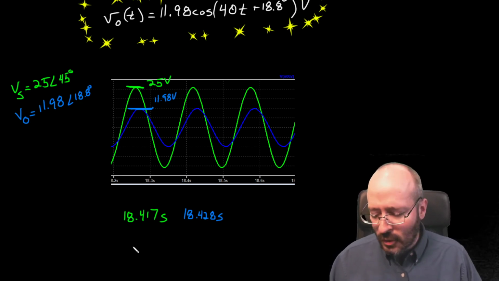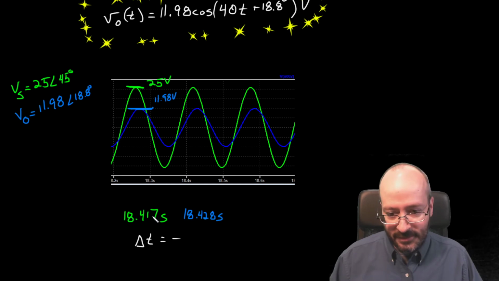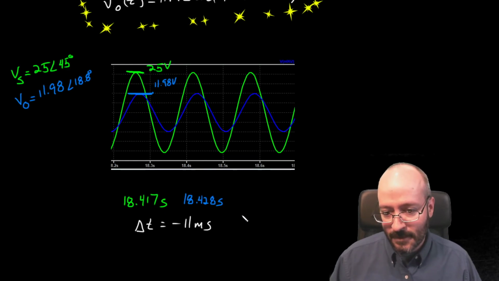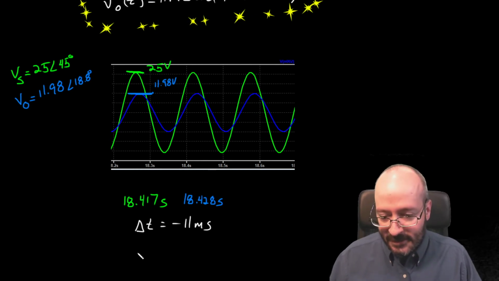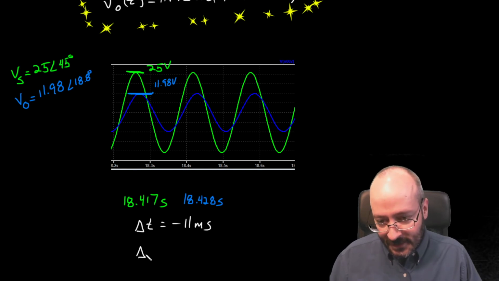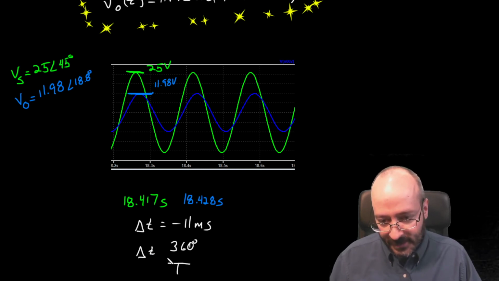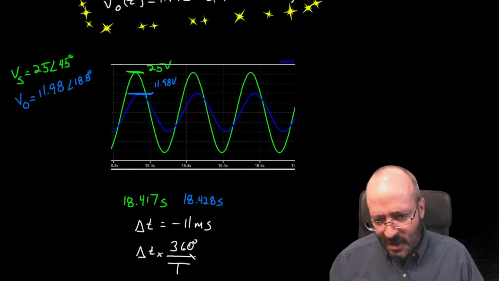Okay, so delta t in this case is negative, what is that? Negative 11 milliseconds. Okay, and we can convert that to a phase difference by saying, okay, delta t is in seconds, and I want to divide by the period, and I want to multiply by 360, right? And that's going to get me back to the phase angle.